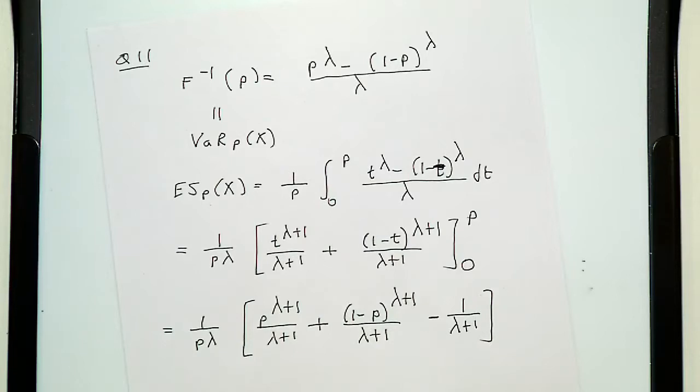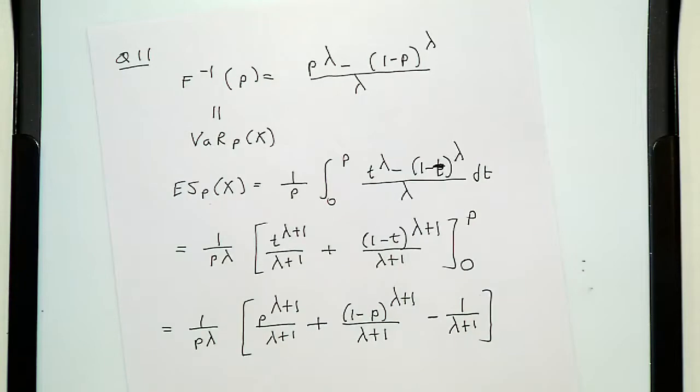Alright guys, so yes, I have assumed that lambda is not equal to minus 1. But if lambda is equal to minus 1, then you know what to do, right? You have to do it differently using the log thing. And I really don't have the time for that now. So that's question 11. And question 12.